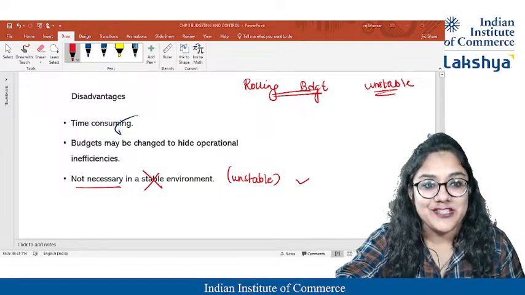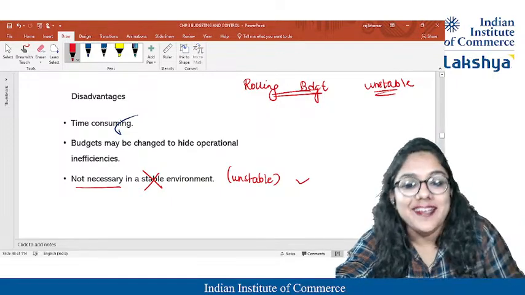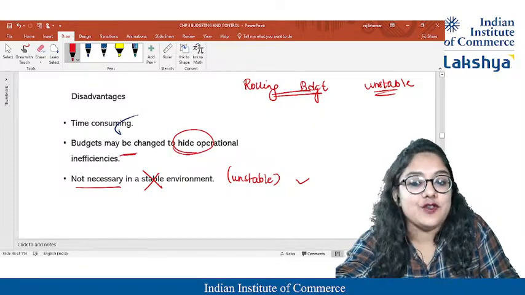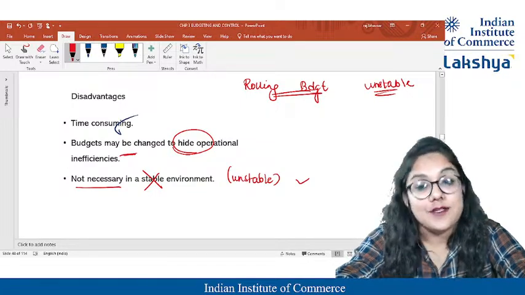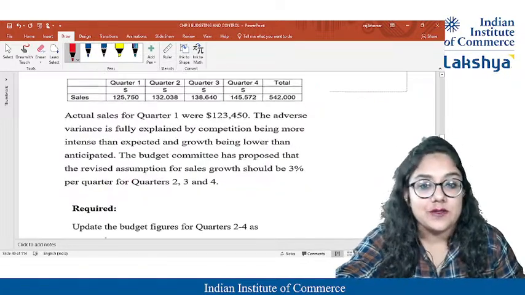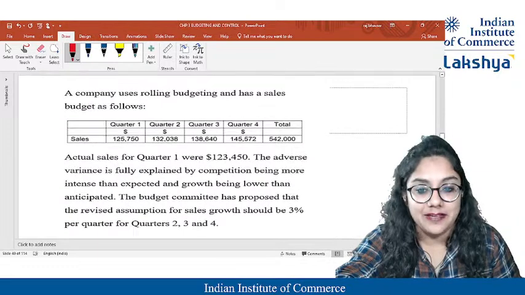But like this, budgeting can also be bad. Why? People will hide their inefficiencies, maybe just to make an inefficiency. So just to hide it, they'll make it. Okay, there's one question in the notes, you'll be having it.